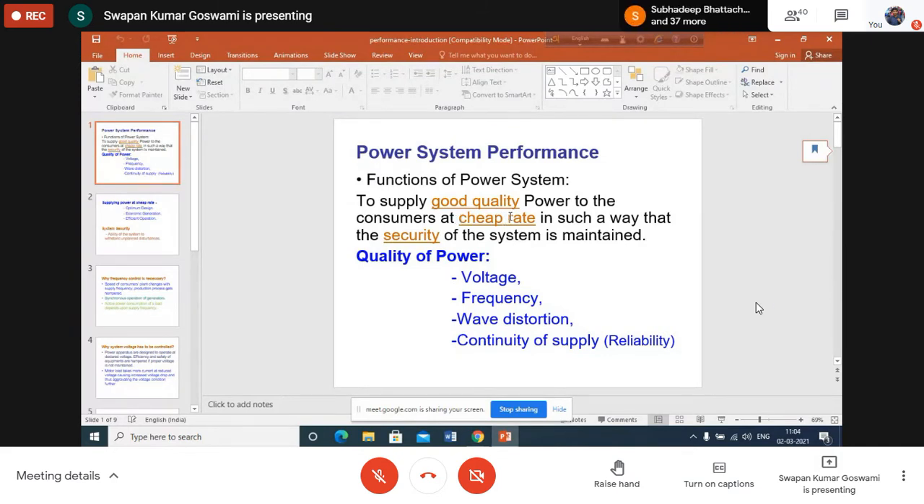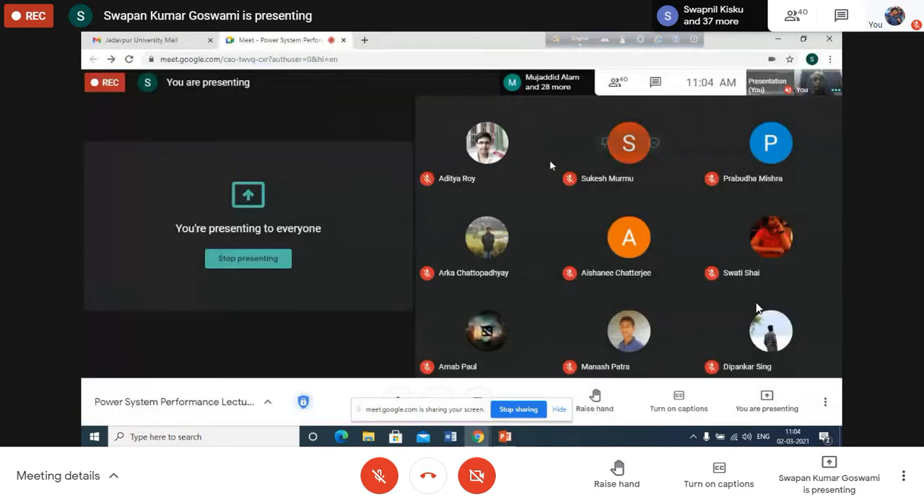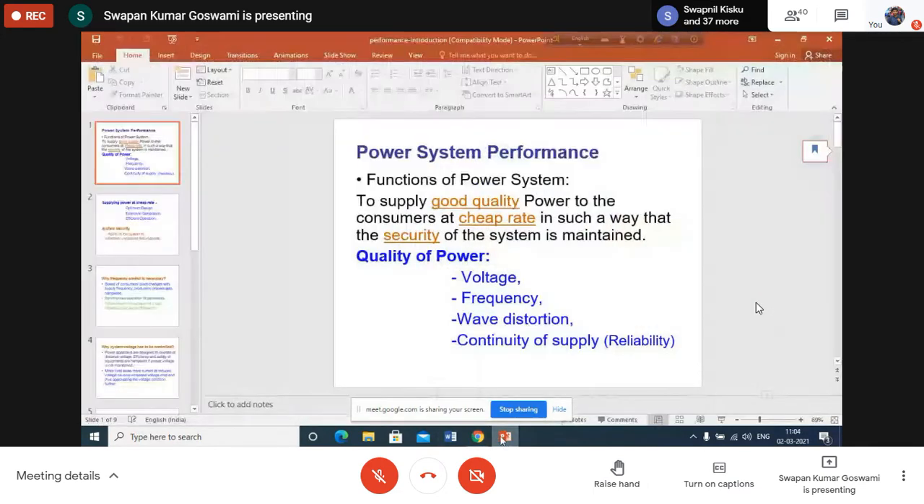That is important, obviously, in such a way that the security of the system is maintained. So I have mentioned three different terms: one is good quality, then cheap rate, and security of the system. Now let us see how we define all these things.